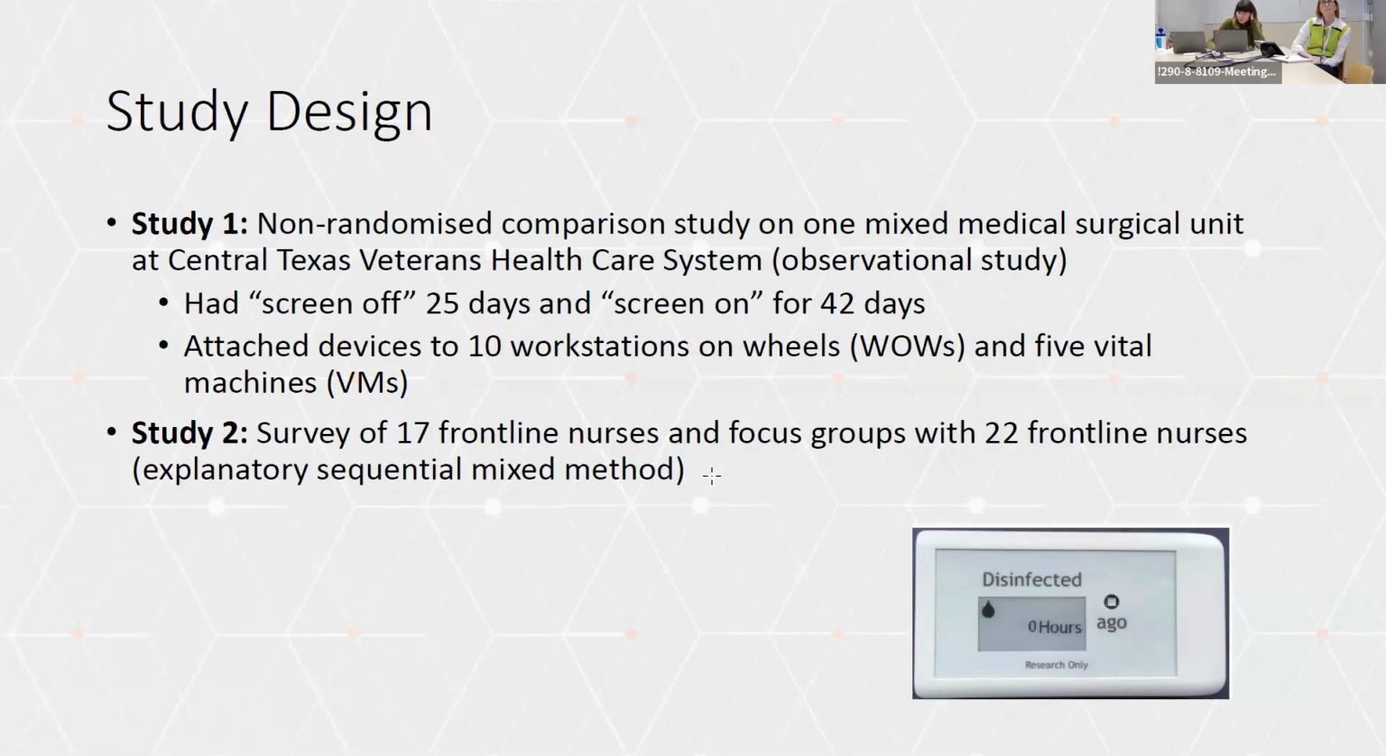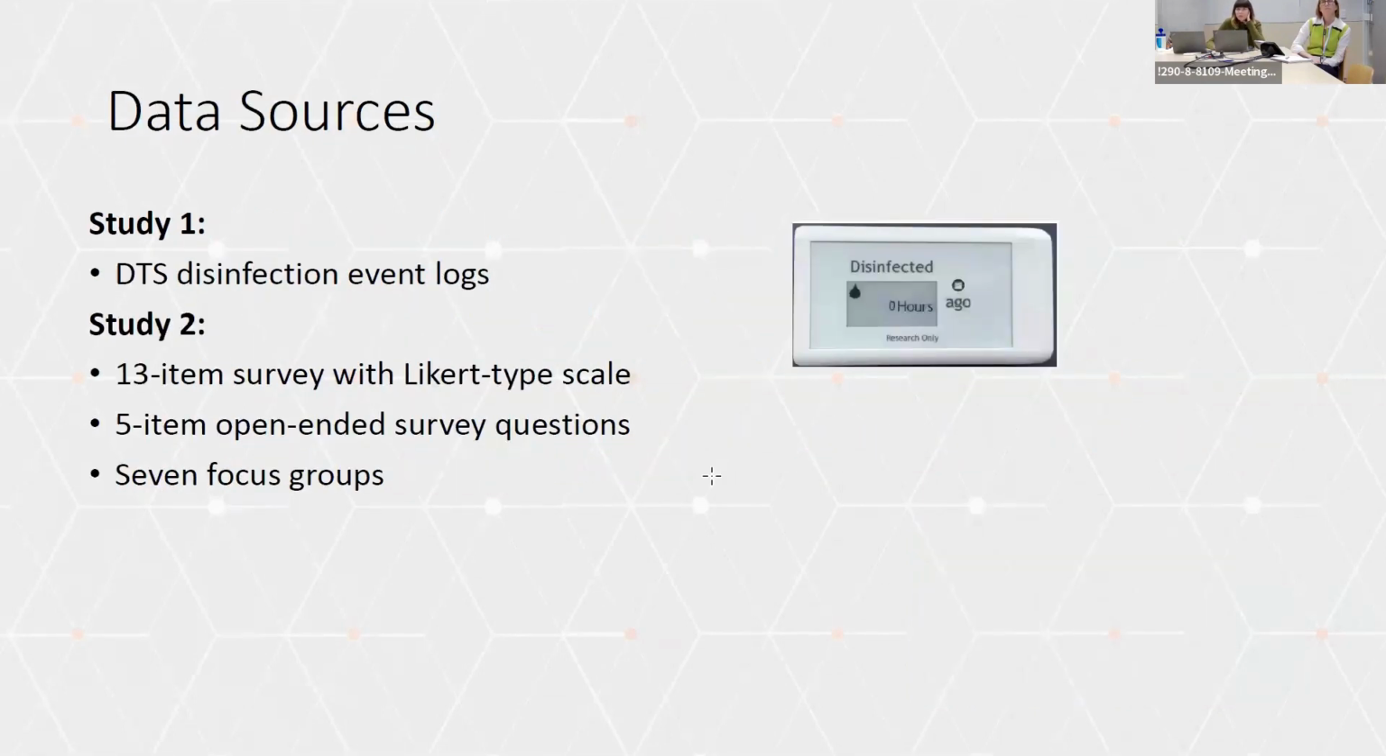So yeah, it was explanatory, sequential. Okay, so our data sources. For study 1, we just looked at the event logs because those were tracked. Study 2 was a survey and then focus groups. The survey did have open-ended survey questions as well.